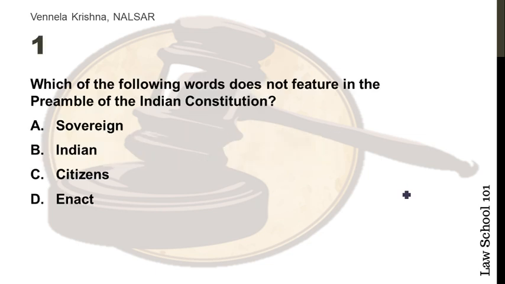Which of the following words does not feature in the preamble? The answer is B. Indian. You might not believe that the preamble to the Indian Constitution does not use the word Indian, but it does not. However, it begins with "We the people of India." You will see the words sovereign, citizens and enact in the preamble.